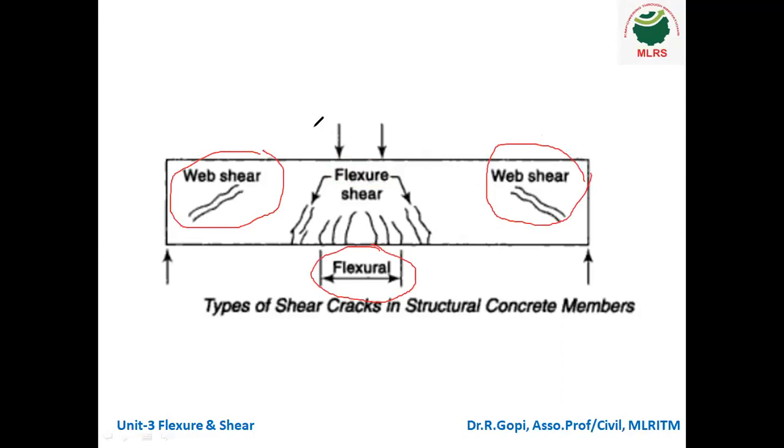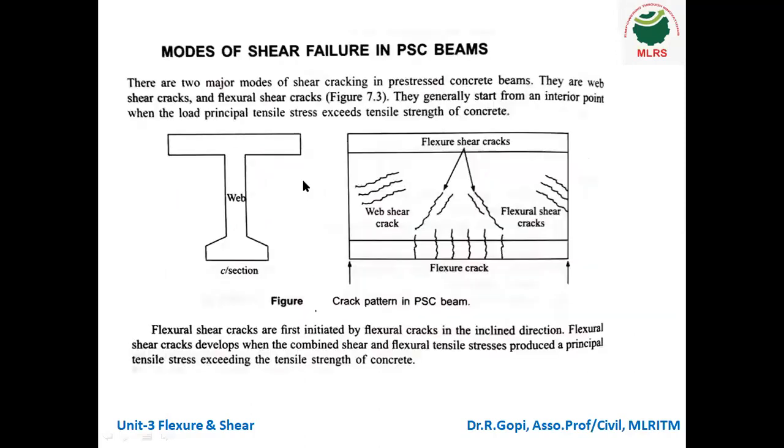We know that shear force is maximum at the support, and the cracks will develop in a diagonal manner. These are all cracks due to shear, and this is a crack due to flexure, due to bending moment. So, modes of shear failure.